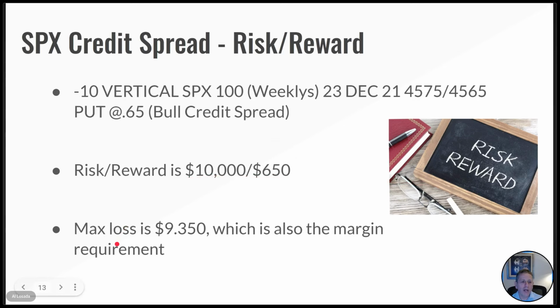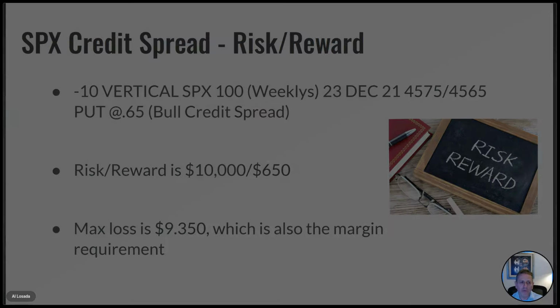Your max loss in this case would be $9,350, which is also the margin requirement you would need to put on this trade. So if it goes max against you, that's the $9,350. However, I'm going to show you how you manage that so that never happens to you, so you don't become a trader that has a max loss. That's really, really bad.